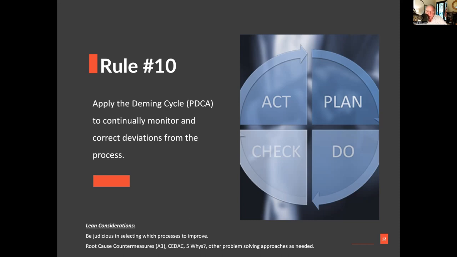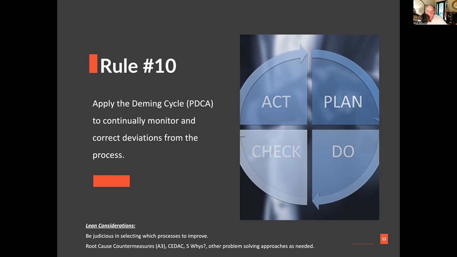analytical tool. Seems simple on the surface, but if you really use it and know how to slice it and dice it, it gets a little bit complex. But to me, it's an unbelievably powerful tool. Now, I'm not saying, hey, there's one size fits all here, because there are other tools too. And of course, you've got your A3, your 5 whys, you've got your CEDAC, cause and effect diagramming. So a lot of different problem solving approaches that are out there.